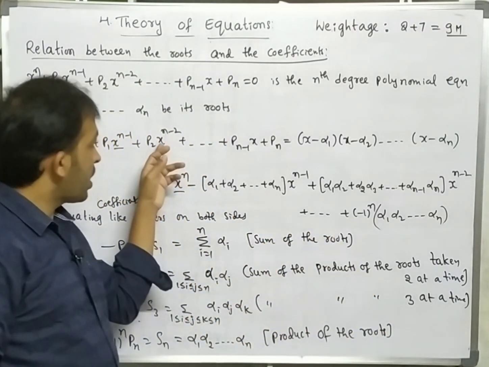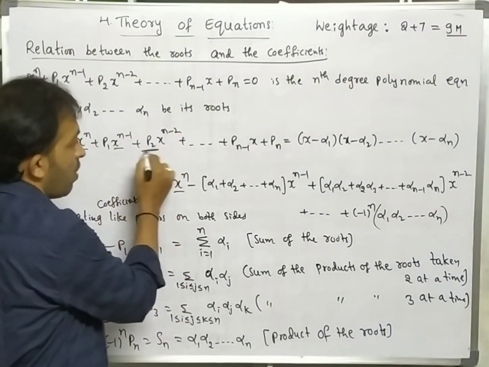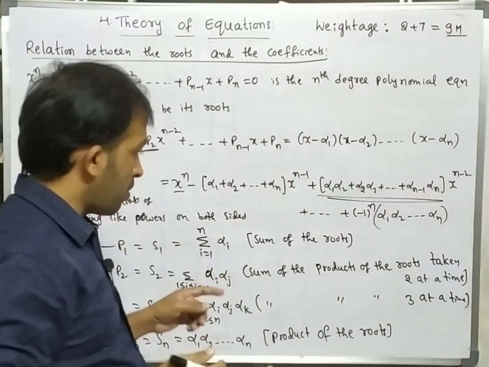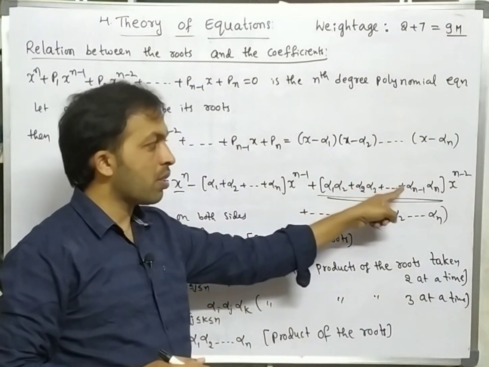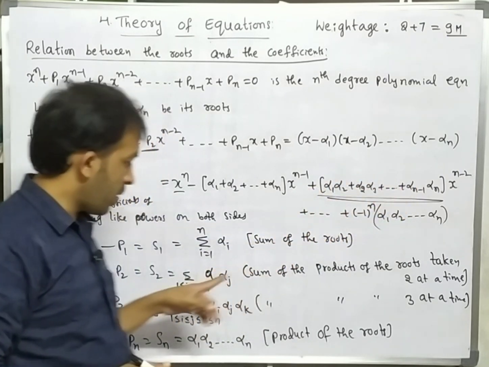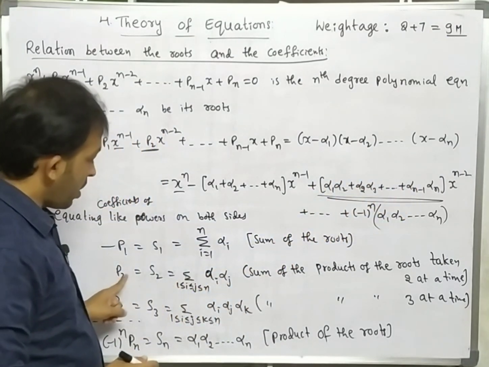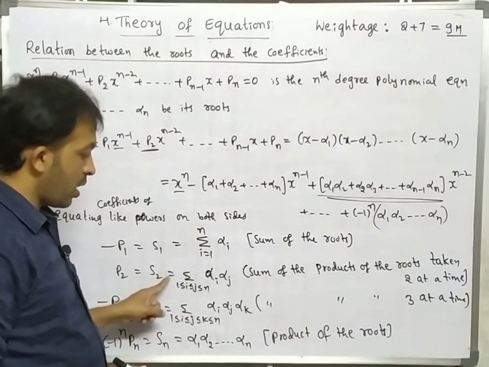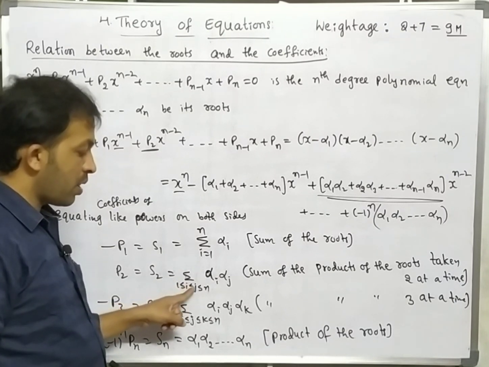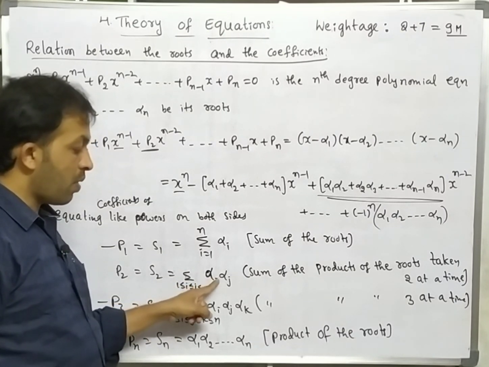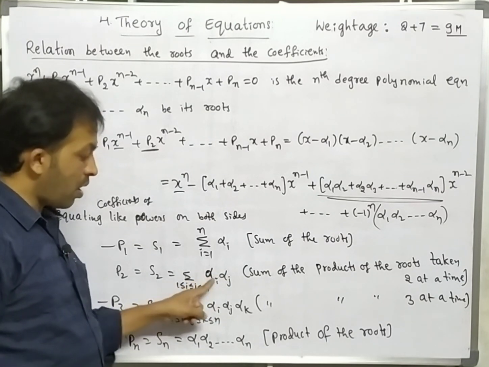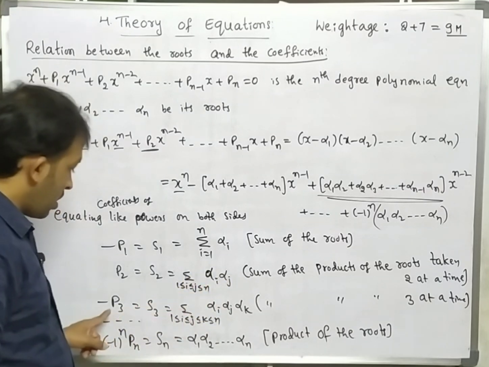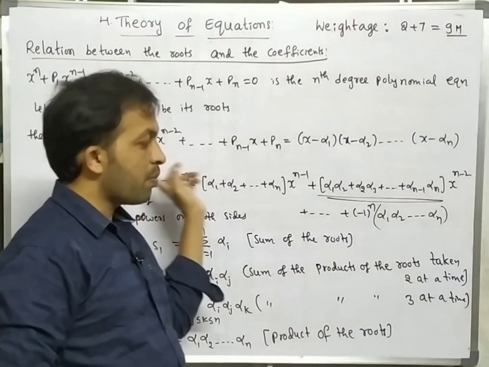Next, compare the x power n minus 2 coefficients. Here we have p2, and here we have the sum of the product of the roots taken 2 at a time, that is alpha 1 alpha 2, alpha 2 alpha 3, so on alpha n minus 1 alpha n. We can write it in summation form like this. So p2 is equal to s2, the sum of the product of the roots taken 2 at a time, summation over 1 less than or equal to i less than j less than or equal to n of alpha i alpha j, which means we get alpha 1 alpha 2, alpha 2 alpha 3, alpha 3 alpha 4 like that. Next, compare the x power n minus 3 coefficients.